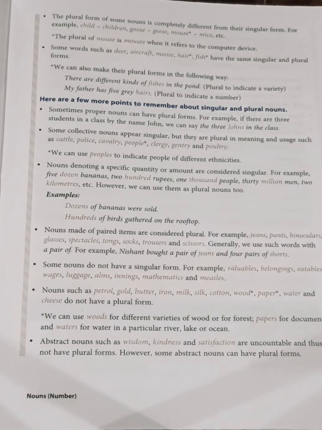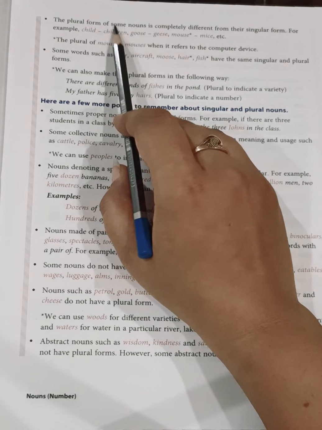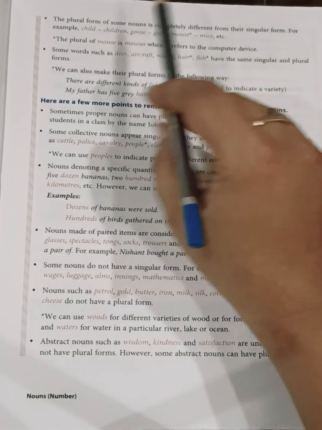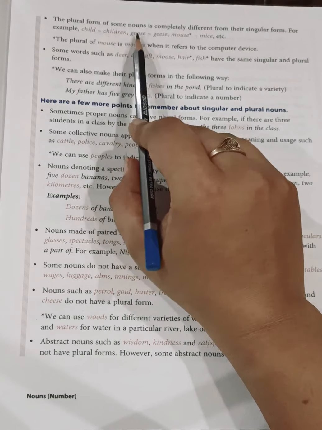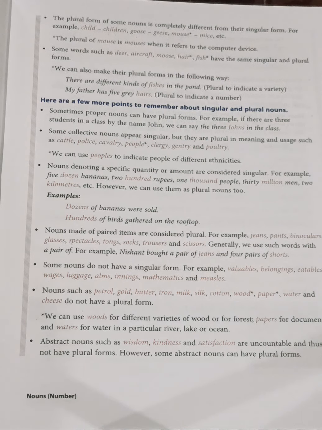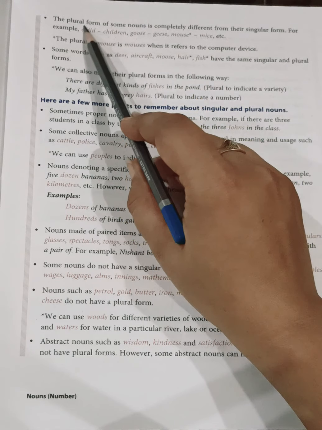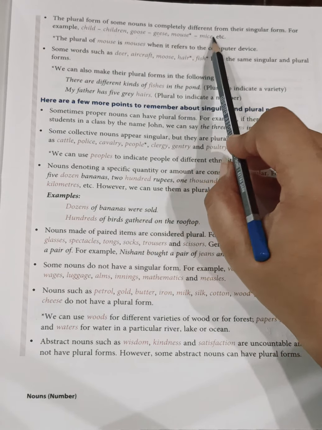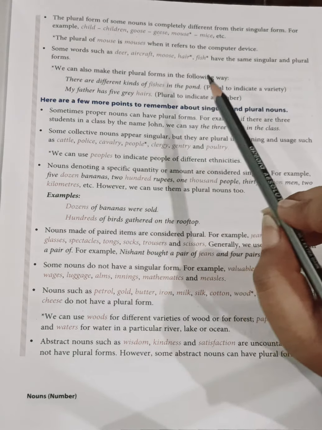Hello students, now let us understand certain more rules of plural forms. The plural form of some nouns is completely different from their singular form. For example, child, children, goose, geese, mouse, mice. Now here in this rule you can see that in few words the plural form is completely different from the singular form. Here from child we are making it children, from goose we are making it geese and from mouse we are making it mice. So the form is completely changing.